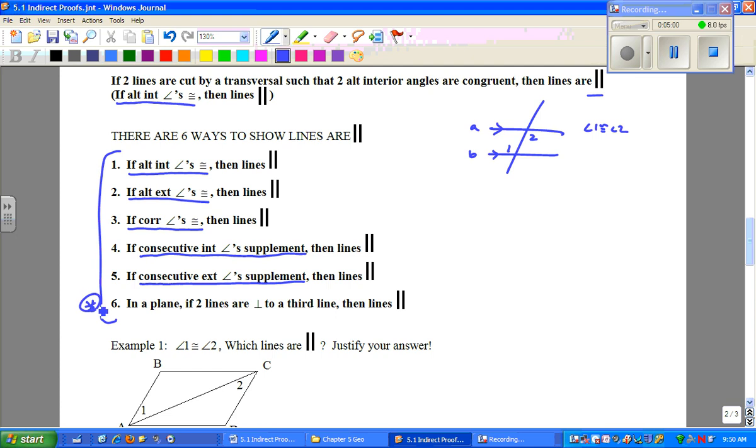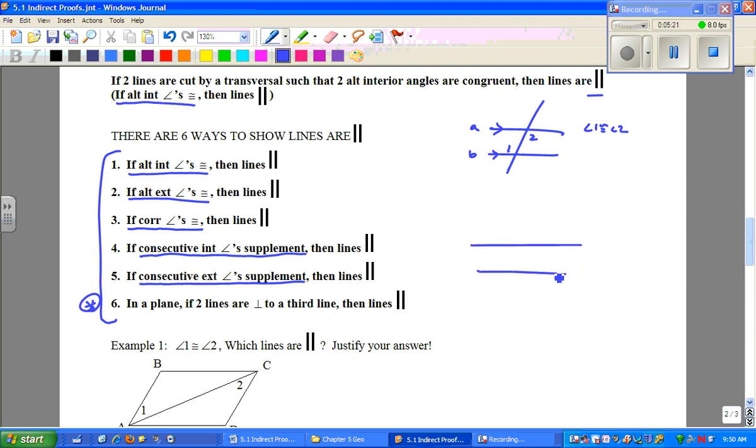And here's one. Let's star this one. So it says in a plane. So on a piece of paper, on the board, in the book, right? So in the 2 dimensions, in a plane, if 2 lines are perpendicular to a third line, then lines are parallel. So if 2 lines are perpendicular to a third line, the lines are parallel.